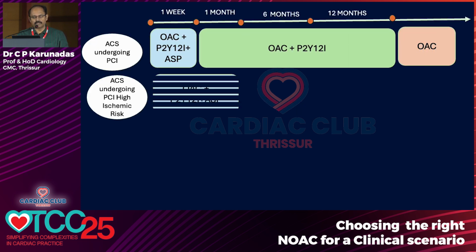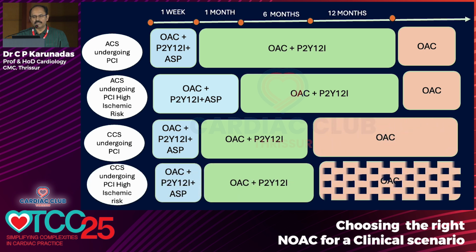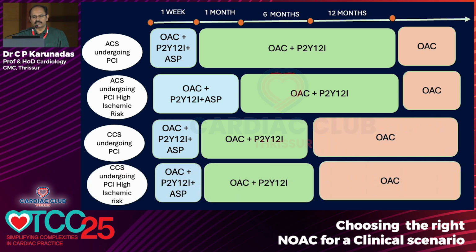The time window, the time period is the question. If it's an ACS undergoing PCI, the recommendation is for the first week you give triple therapy: oral anticoagulation with NOAC, P2Y12 inhibitor plus aspirin. From 1 week onwards, skip aspirin up to 12 months, and from 12 months onwards, only OAC.